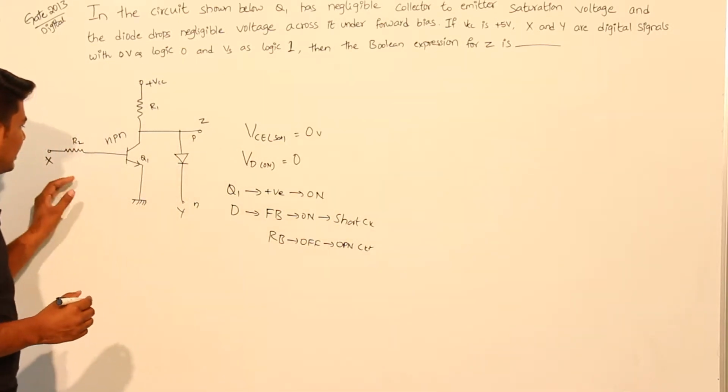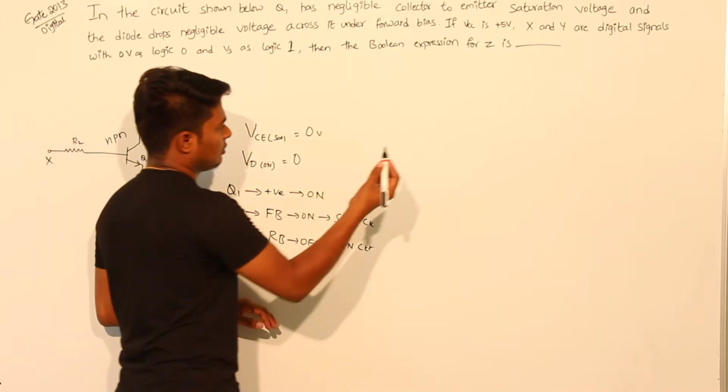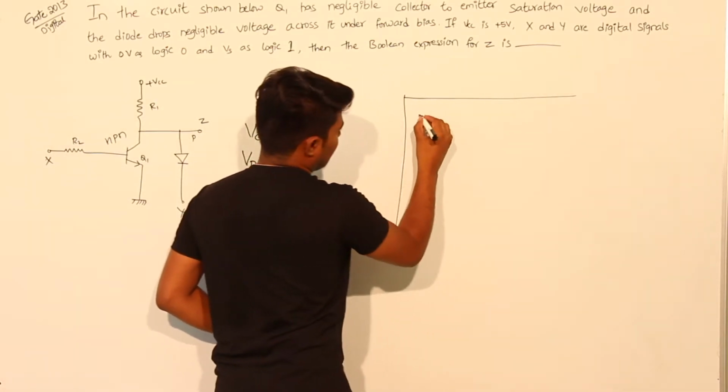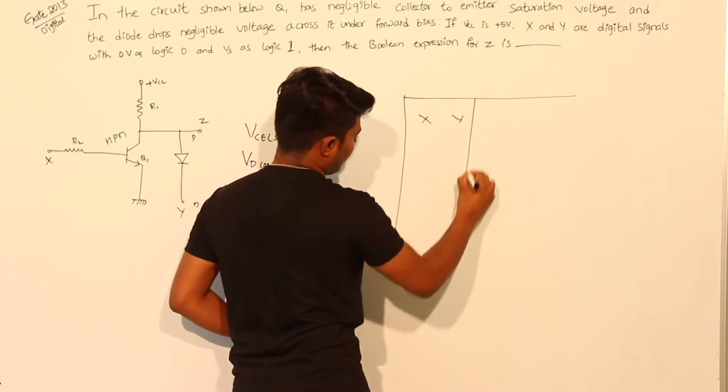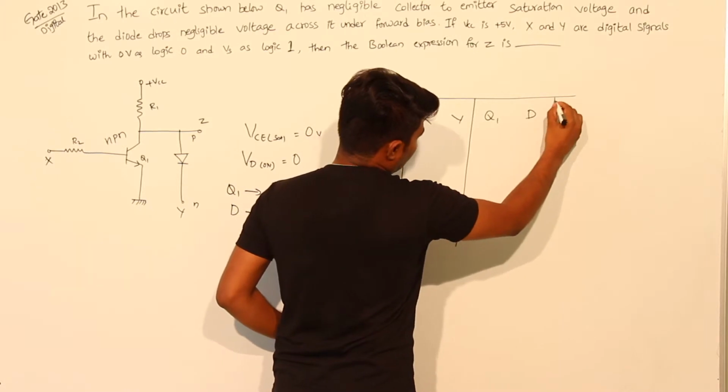Now we will take the values of X and Y and calculate the values of Z. We will formulate a table with the values of X, Y, transistor Q1, diode D, and Z.